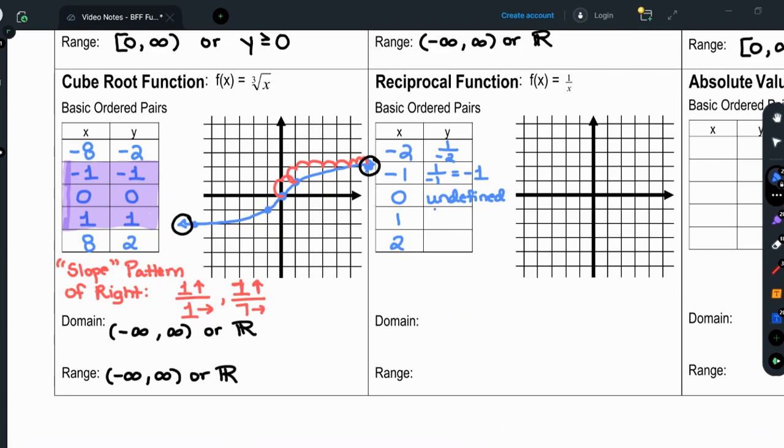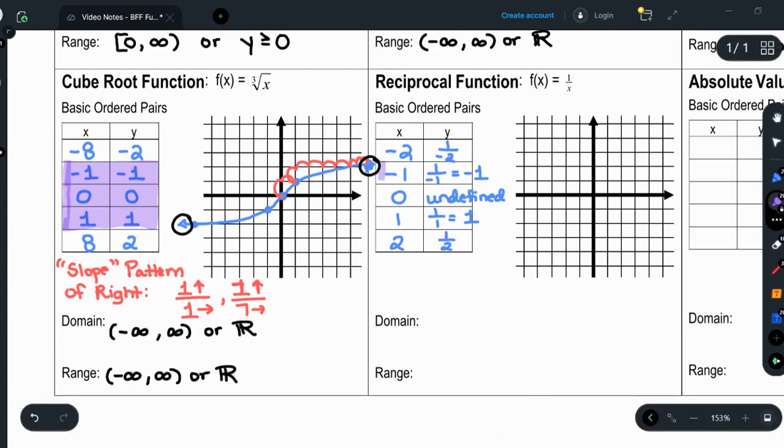Next one, I input 1 into the function. 1 divided by 1 is 1. And then last but not least, I'll input my 2. Your important ordered pair points are going to be here.